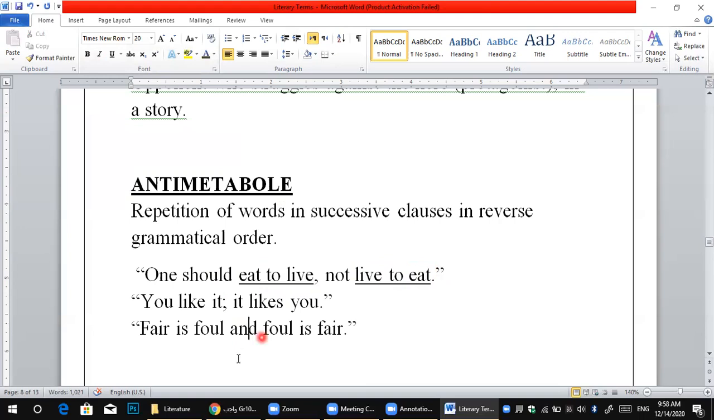Another example: you like it, it likes you. So here, this is called antimetabole. It is a repetition of the words in the opposite way. Fair is foul, and foul is fair. That's also called antimetabole.